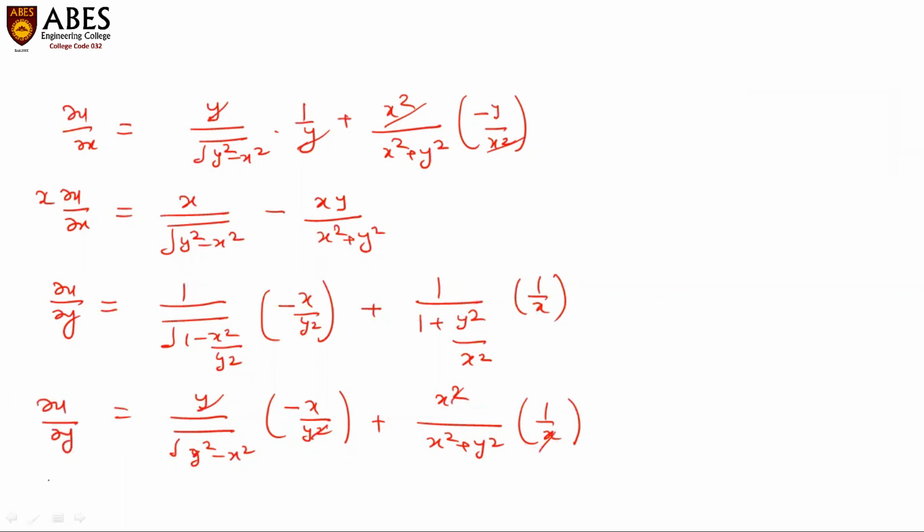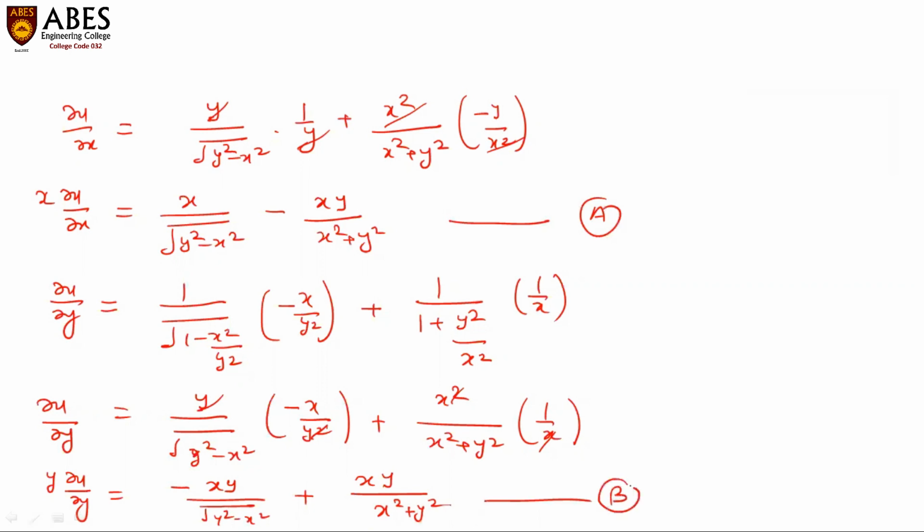Now multiplying del u del y by y, what we get? Minus xy divided by under root y square minus x square plus xy divided by x square plus y square. We can call this one the question number A and this is question number B. Now adding A and B.